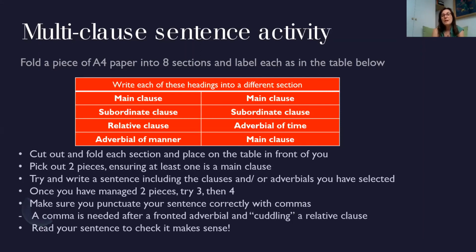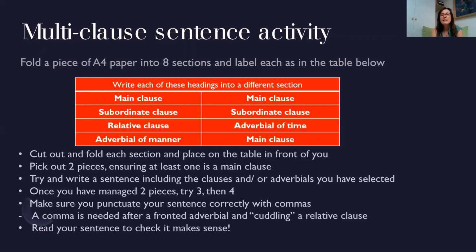Cut out and fold each section. Once you've written your labels, you need to cut each section, and then fold each section up so you can't see what it is, and put the pieces on the table in front of you. So you should have 8 folded up little secret sections on your table. Pick out 2 pieces, but you need to ensure that at least one of them is a main clause. So if you haven't pulled out a main clause, pop that one back and see if you can get a main clause plus one other.